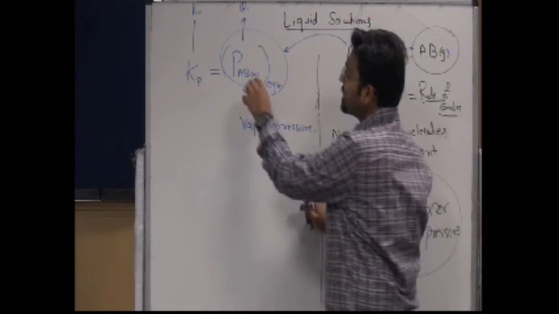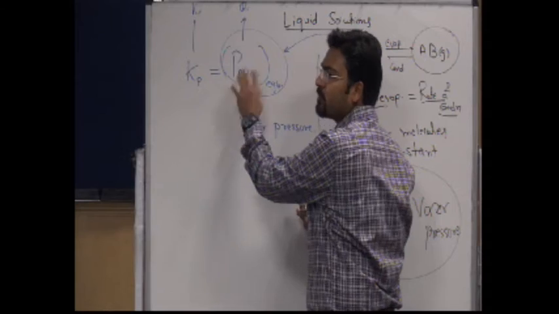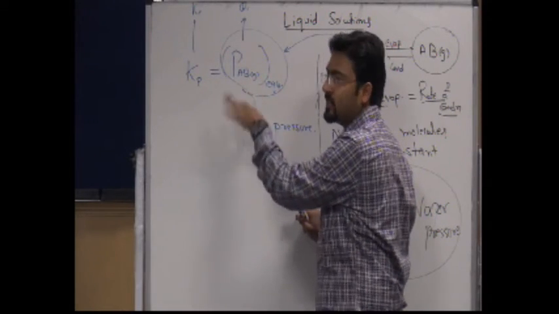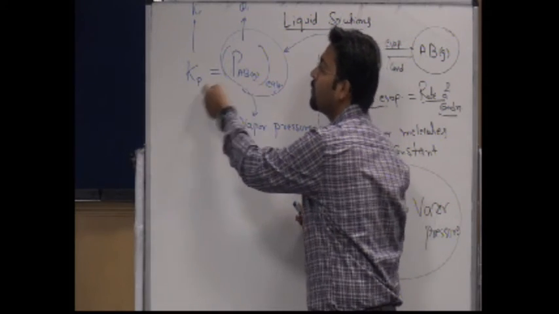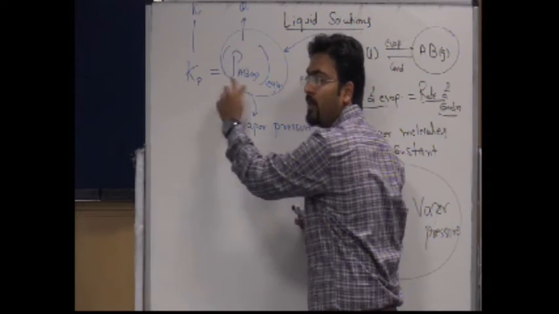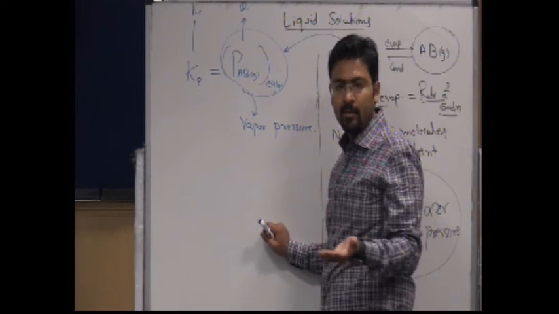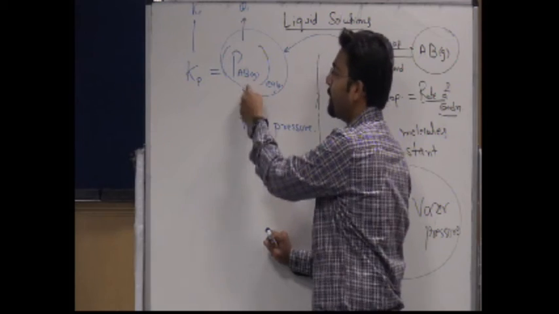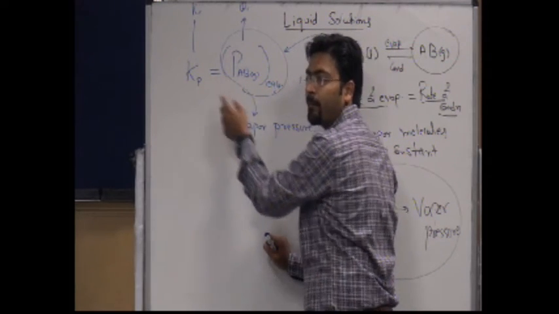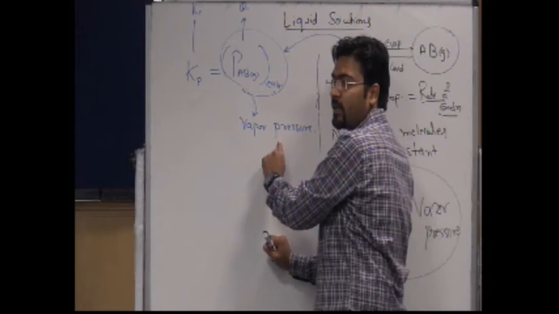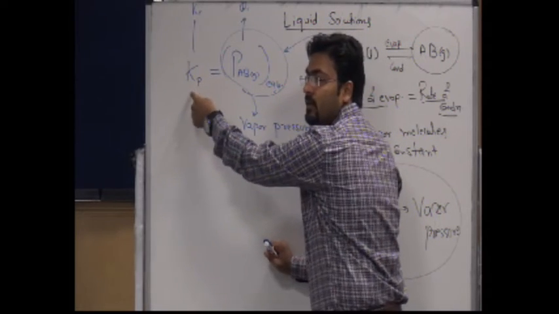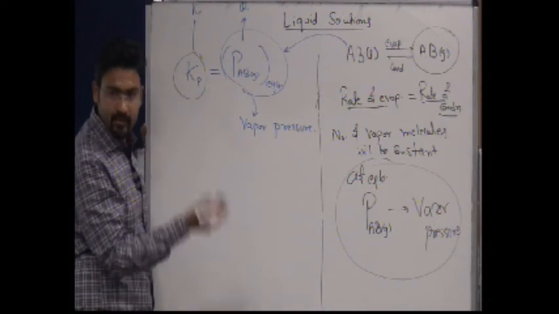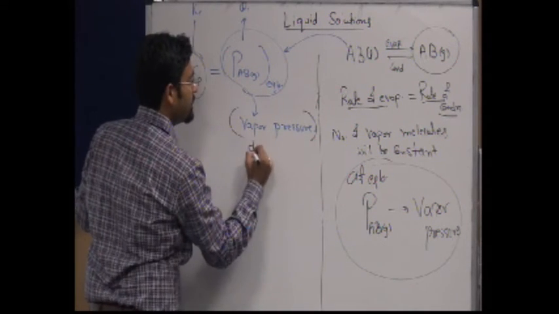So the pressure exerted by AB vapors will be changing. It will try to become equal to the value Kp. The moment it becomes equal to Kp, the equilibrium will be established, right? Since vapor pressure is defined only at equilibrium, the vapor pressure depends only on the value of Kp. For any liquid, the vapor pressure can change if you change the Kp. And since Kp depends upon temperature and reaction, vapor pressure depends only on temperature and reaction.